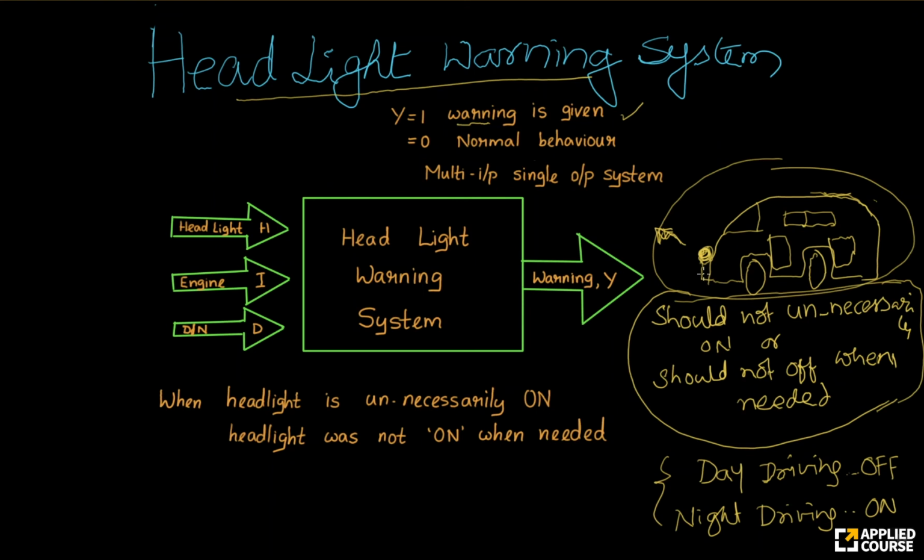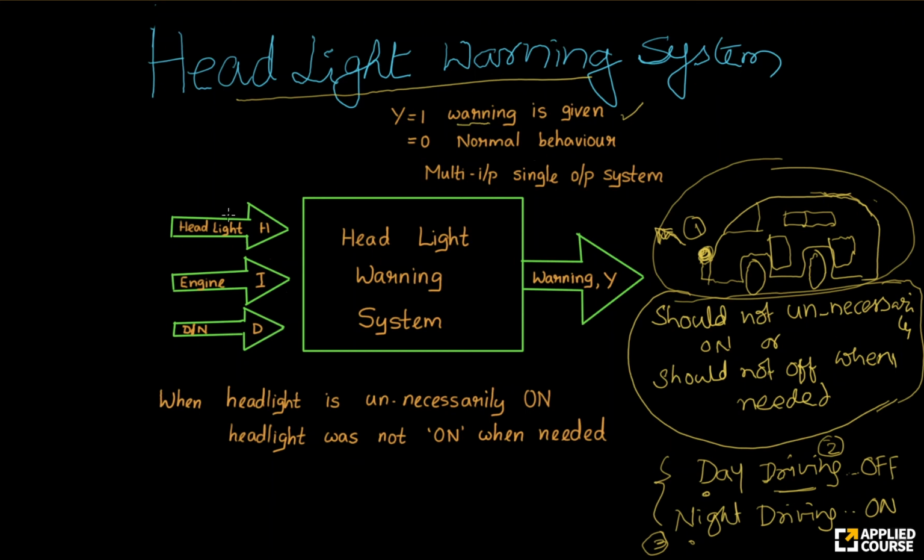Primarily, the inputs of this system are the headlight status itself, whether the engine is on or off, and whether it is day or night. So there are three components. One is the headlight, second is whether it is driving mode or non-driving mode, and the third is whether it is day or night. So three inputs are there: headlight, engine status, and day or night.